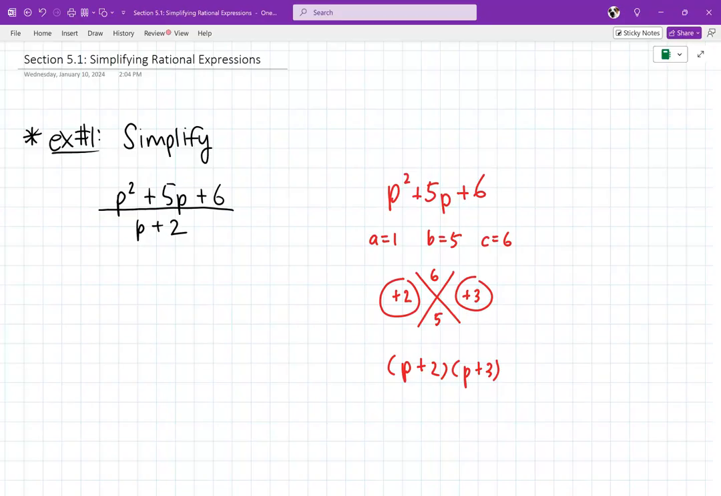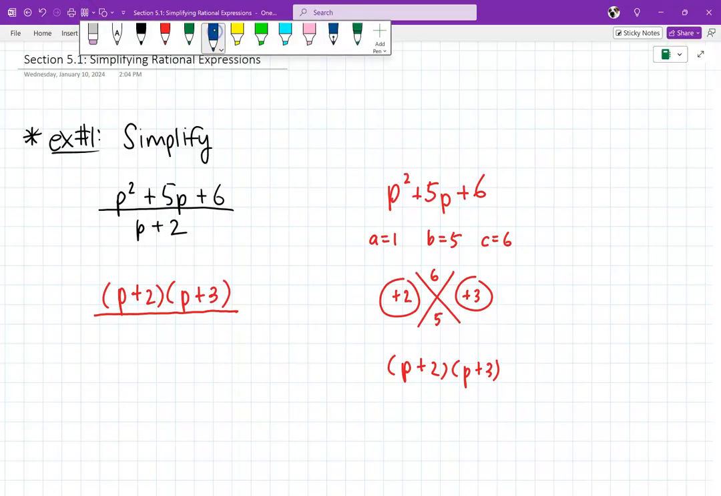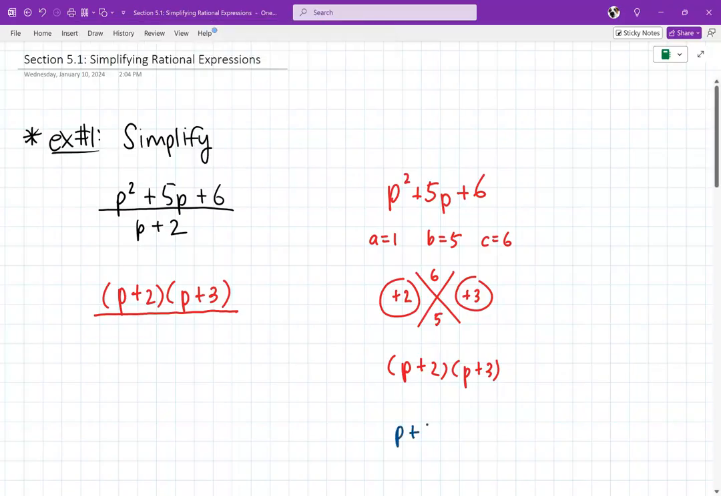So I'm going to write that on top, okay? So I'm going to put p plus 2, p plus 3, divided by. And now I'm going to look at the bottom portion, the p plus 2. So I'm going to kind of change the color here. P plus 2. I'm going to write it down at the bottom.